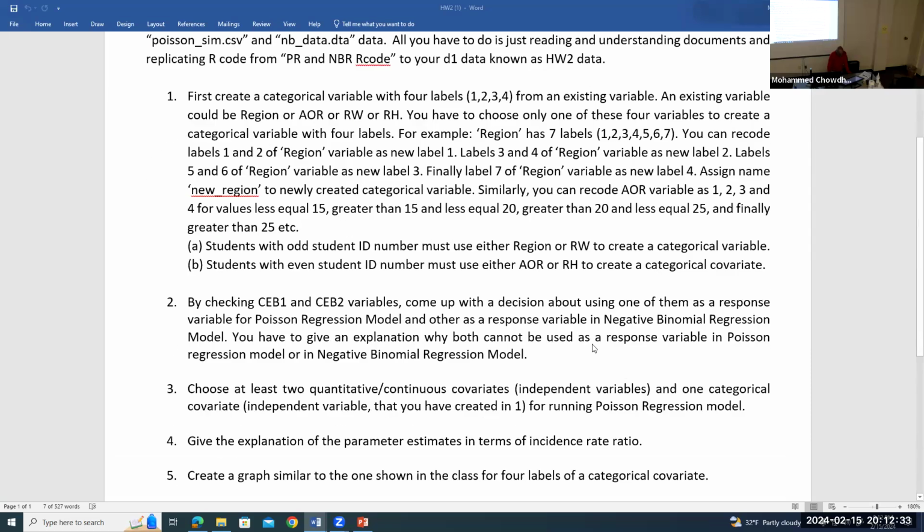Now take a look. By checking the CEB1 and CEB2 variables, come up with a decision about using one of them as a response variable for the Poisson regression model and the other as a response variable in the negative binomial regression model. How can you do that? Fantastic. Check the mean and variance. If mean and variance are equal, go with the Poisson. If mean and variance are not the same, go with the negative binomial.